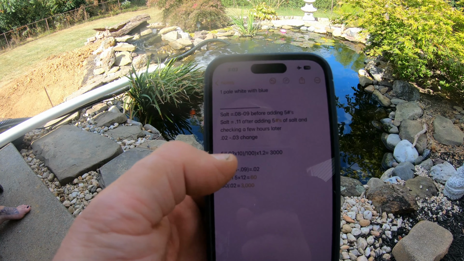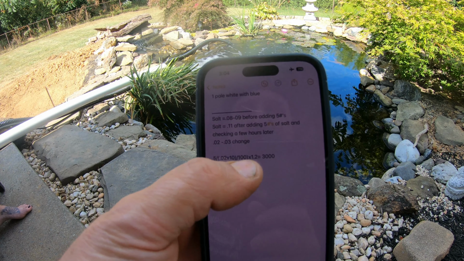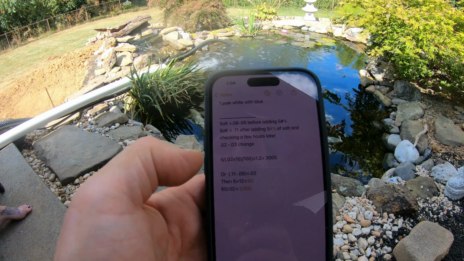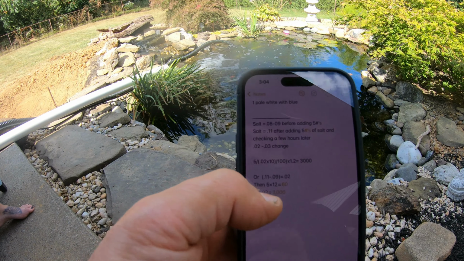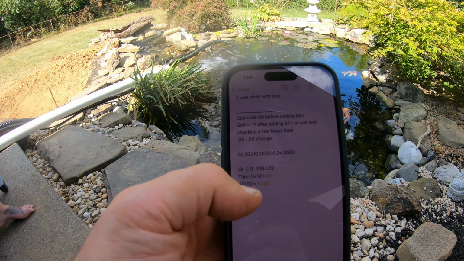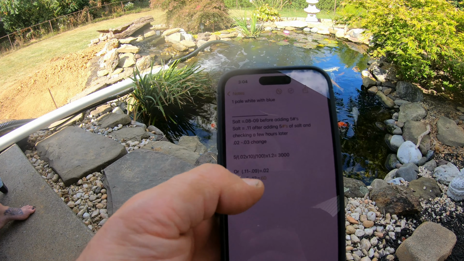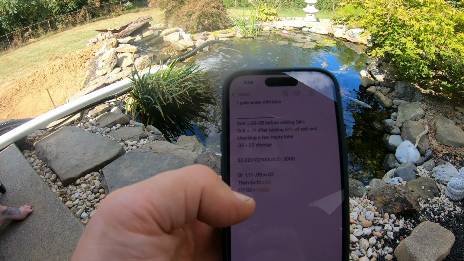So there's a couple ways you can do this. You can do the 0.02 times 10, then divided by 100, take that number, divide it by 5, and then times 1.2 gives you 3,000 gallons. Or you can take your last number, 0.11, minus 0.09, which gives you 0.02. Then you take the pounds of salt you added times 12, so I added 5 pounds of salt times 12 gives you 60, and then 60 divided by 0.02 gives you 3,000 gallons. So my guesstimates this whole time, I guess I've been safe. 3,000 gallons on the dot.